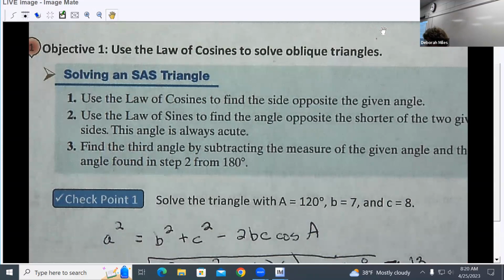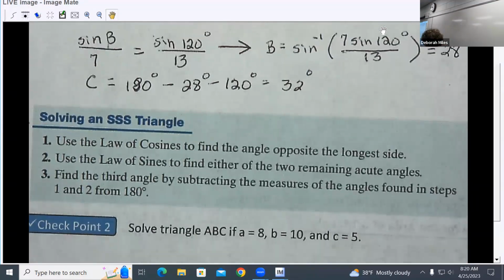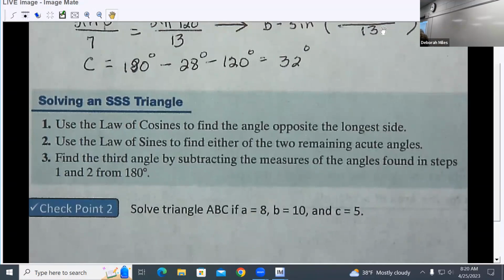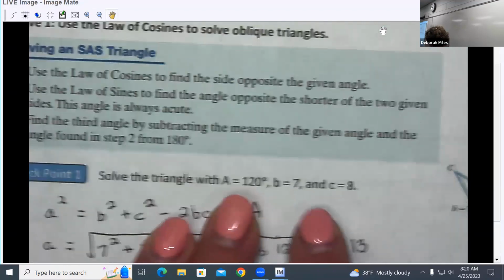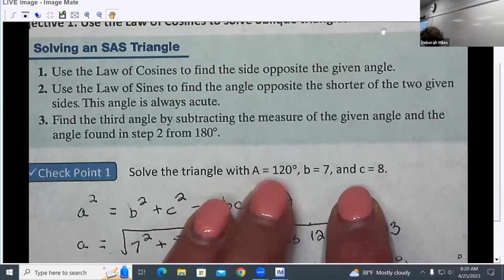All right. The only other scenario, the only other thing that we could be given and told to find all the missing parts, is three sides. Tell me what you're thinking, Jackson. If we did the straight law of sines, would it change our answer? Tell me how I would have done that in this example. How would I have used the law of sines?